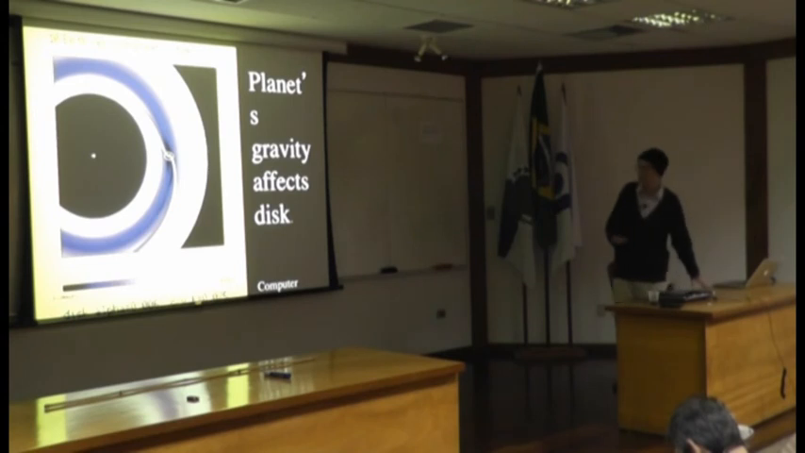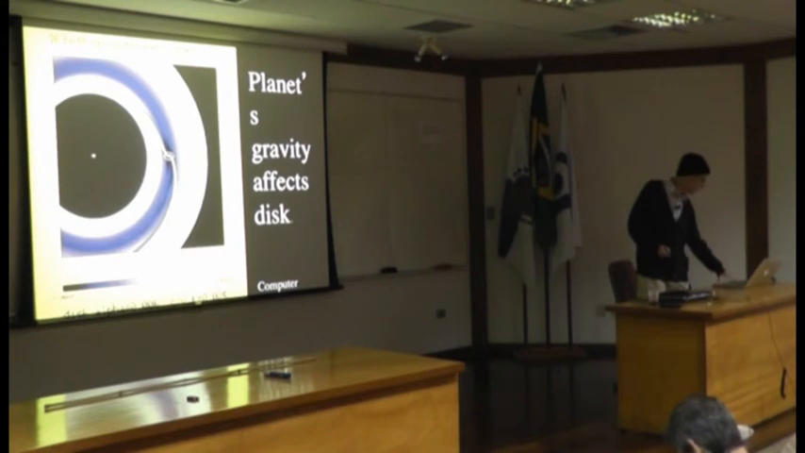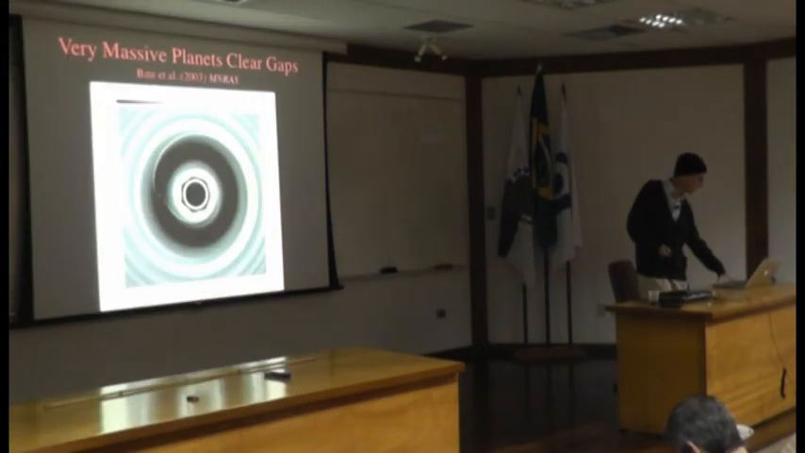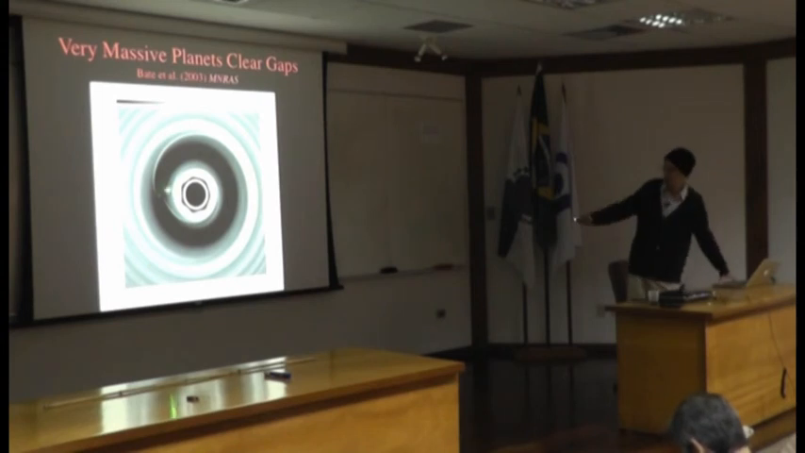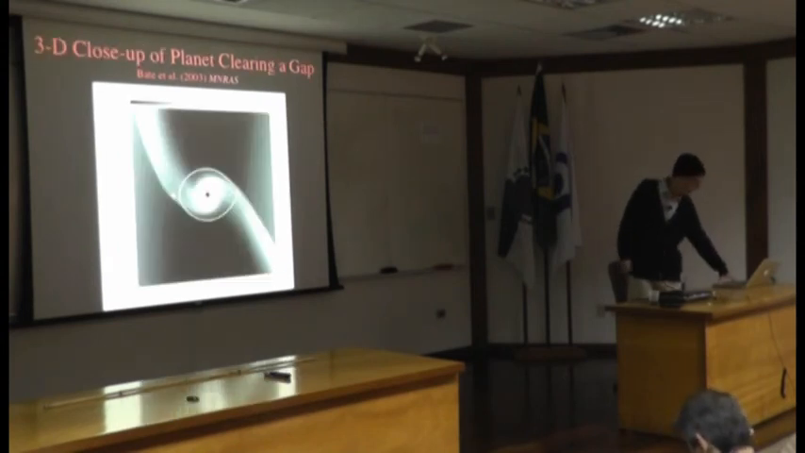Now, the planet's gravity affects the disk. It was in the art I showed about clearing gaps. And you see some gaps around some small moons in Saturn's rings. Very massive planets clear a gap, but some gas can be accreted through that.